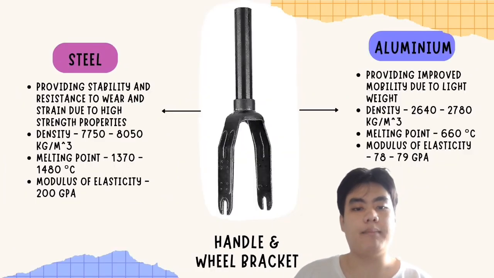Moving on to handle and wheel bracket materials. First is steel, recognized for stability and resistance to wear. Steel has a density of 7,750 to 8,050 kg per meter cube, a melting point of 1,370 to 1,480 degrees Celsius, and a modulus of elasticity of 200 gigapascal. And aluminium, offering improved mobility due to its light weight, has a density of 2,640 to 2,780 kg per meter cube, a melting point of 660 degrees Celsius, and a modulus of elasticity ranging from 78 to 79 gigapascal.